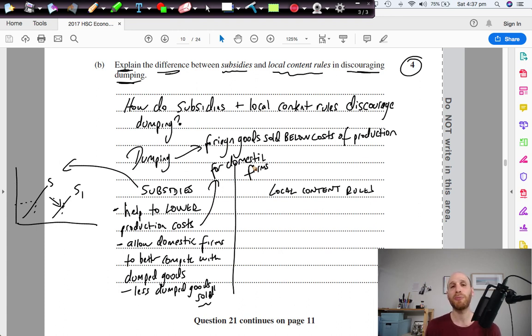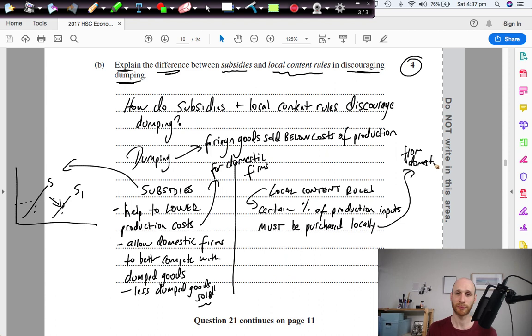Okay, let's shift our focus now to local content rules. And let's start by reminding ourselves what local content rules actually refers to. So local content rules means a certain percentage of production inputs must be purchased locally from domestic suppliers. So then, how would that discourage dumping?